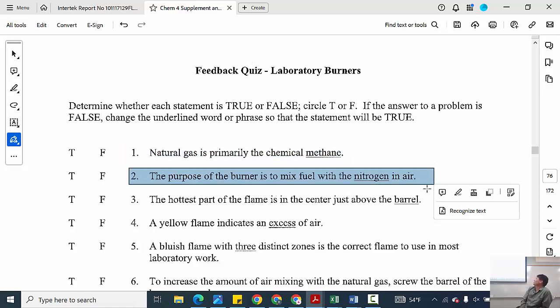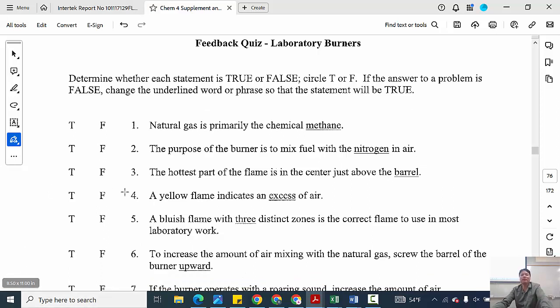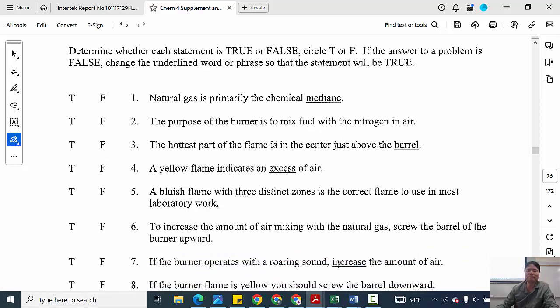2, the purpose of the burner is to mix fuel, the methane, with the nitrogen and air. That's false. So I'd mark that false. But in addition to marking that false, I have to change the underlined word, nitrogen here. And so what would I change that to? Oxygen. Good. To change it, just draw a line through there and write oxygen below. Does this make sense? Okay. So you can work on these and then turn this in next week. If you have any questions on them, I can answer that.